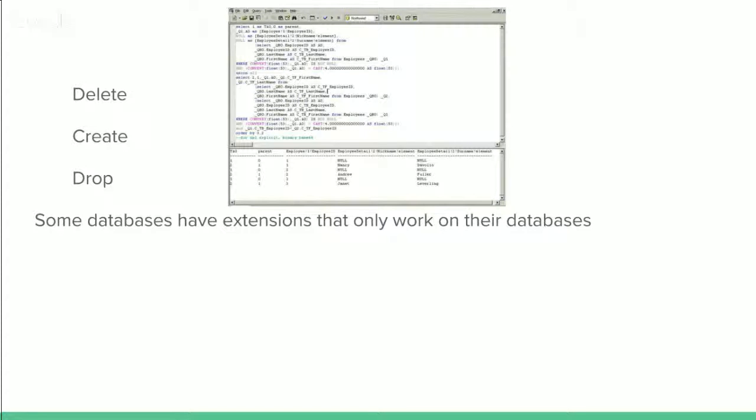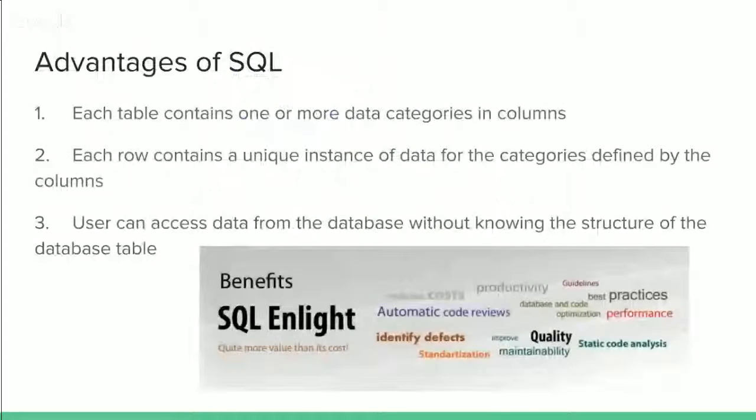There are also statements that are subdivided into clauses and expressions that are numeric or string values by themselves. It predicates specific conditions under which they can be evaluated. Then some advantages of SQL would include all of them that are listed on the screen. Each table contains one or more data categories in columns. Each row contains a unique instance of data for the categories defined by the columns. Then the user can access data from the database.